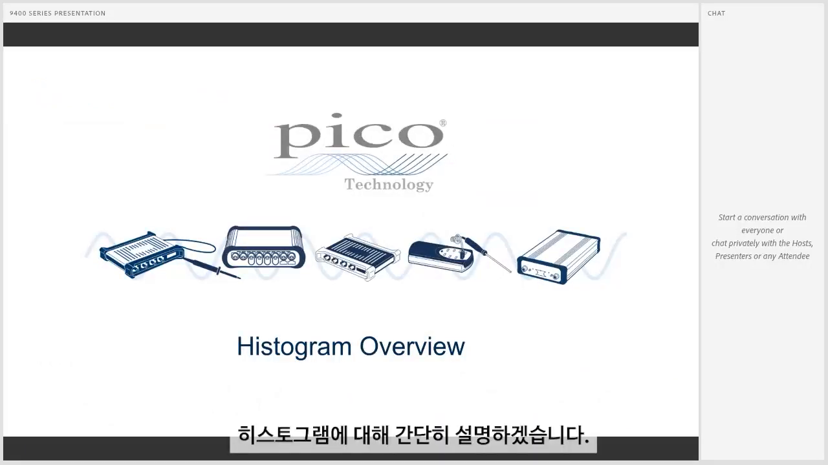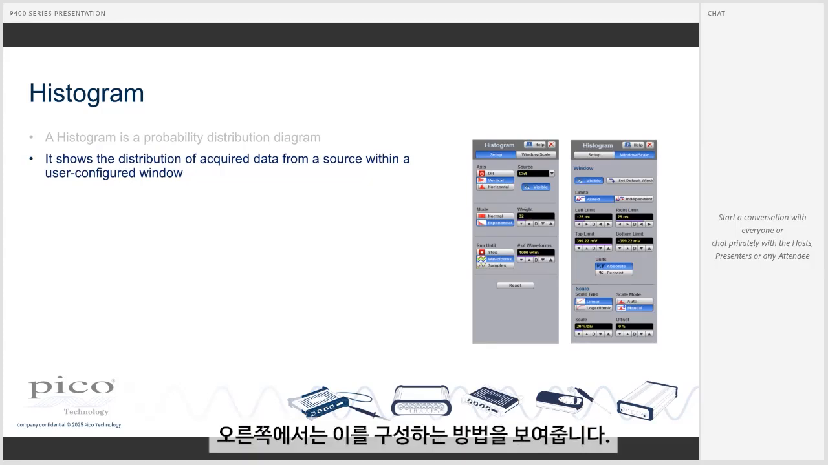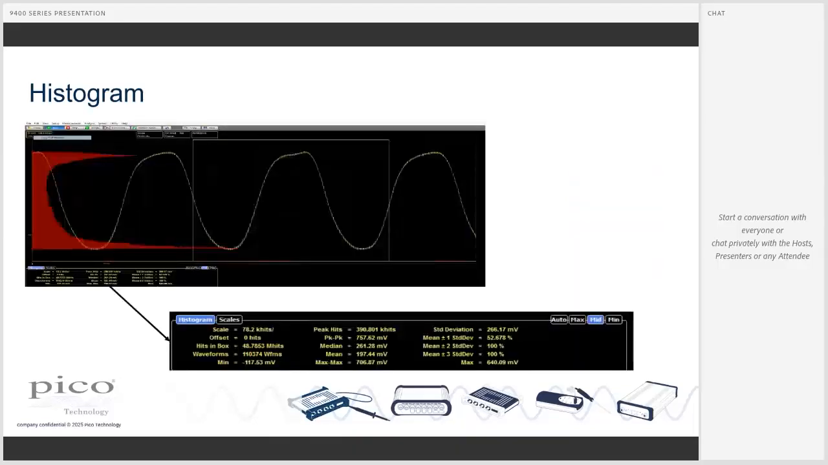I'd just like to briefly touch on histogram. So histogram is a probability distribution diagram. The right-hand side shows how we can configure this. We have vertical and horizontal, and then you can set limits, and you can look at a linear or a logarithmic scale, and you can also use the API here as well.